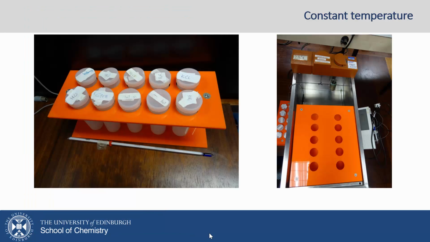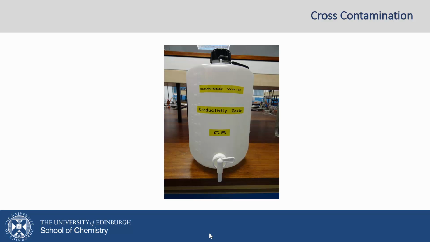We also went through the experiment at constant temperature. So the apparatus allows you to prepare each of your solutions in various plastic tubes and then immerse these plastic tubes in the water bath. You should make sure that you note the temperature for the readings when you take them, because the conductivity will of course depend on temperature. One of the major sources of experimental error in this experiment is cross-contamination. You need to make sure that you wash the electrode very well with the deionized water provided.